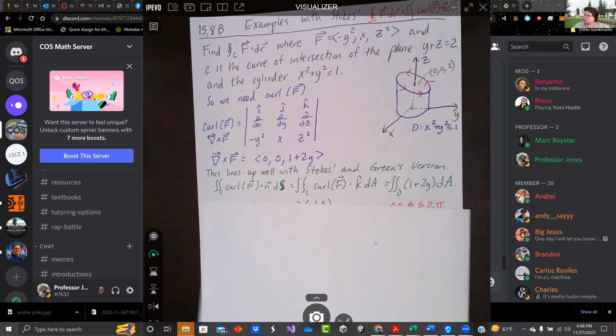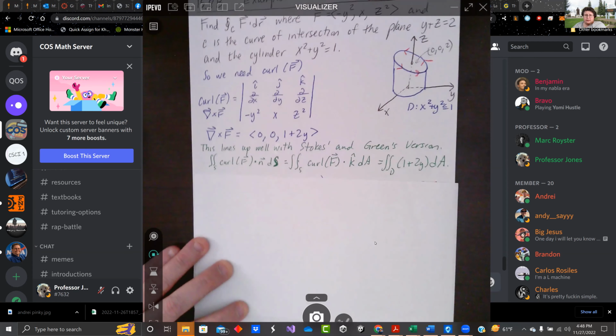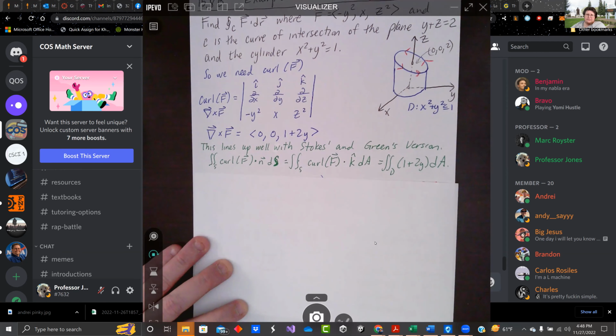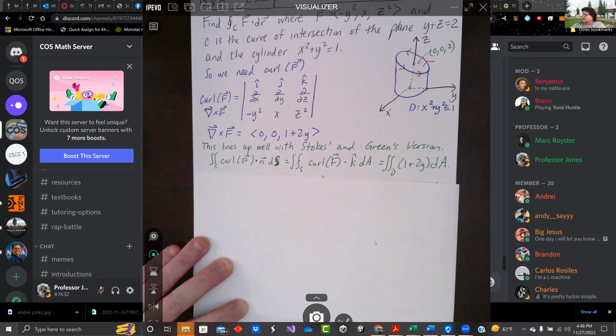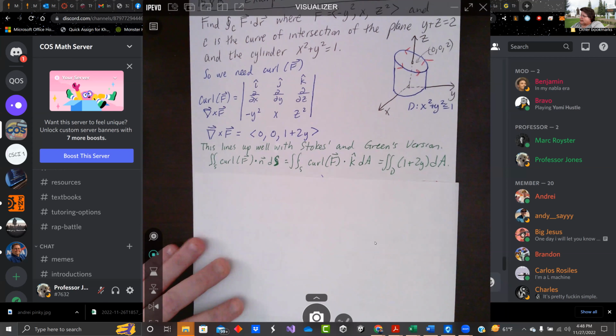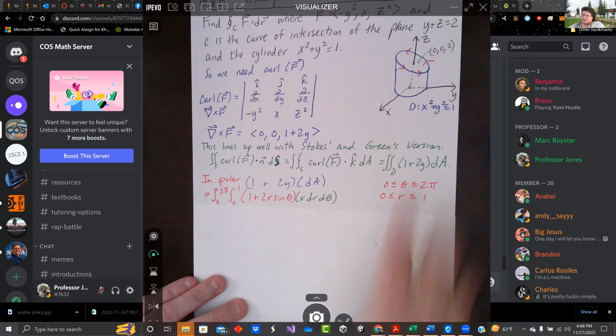This lines up well with our Green's theorem. This is the same thing effectively as curl of f dotted with k. Is it really? Looks like it: dg dx minus df dy. Yep. Everything else zeroes out because there are no other components for it. So that's our surface integral.